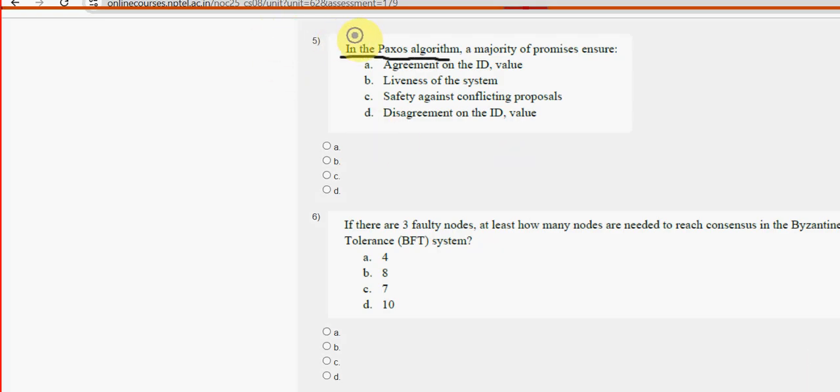In the Paxos algorithm, a majority of promises ensure what? For the fifth question, option C is the probable solution, guys. Safety against conflicting proposals. So mark option C as the probable solution for the fifth question. Now let's move on to the sixth one.